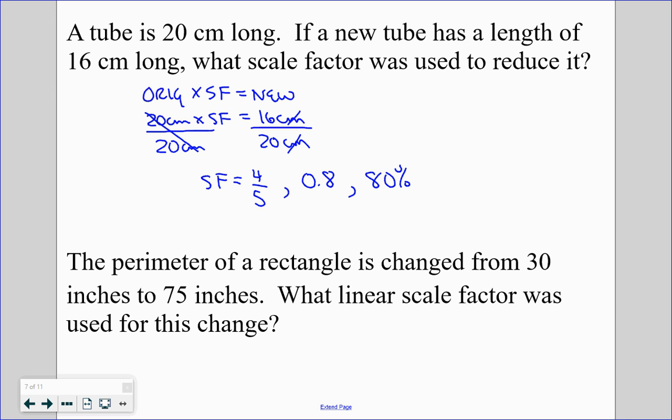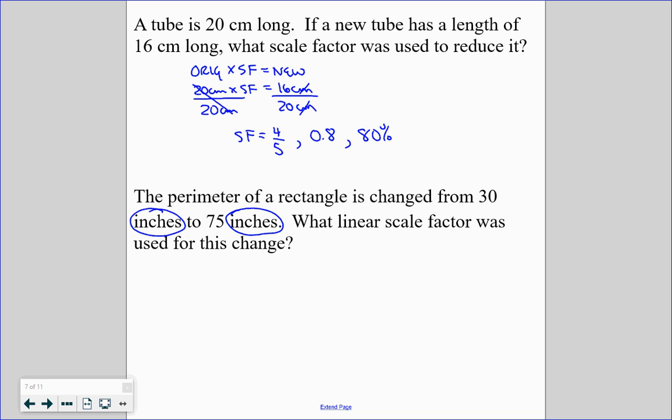Okay, the perimeter of a rectangle is changed from 30 inches to 75 inches. What linear scale factor was used for this change? So again, notice the units. It's plain old inches to plain old inches. So again, we have original times scale factor equals new. Now again, if you didn't recognize that, the question said linear scale factor. So linear scale factor just means plain old scale factor.